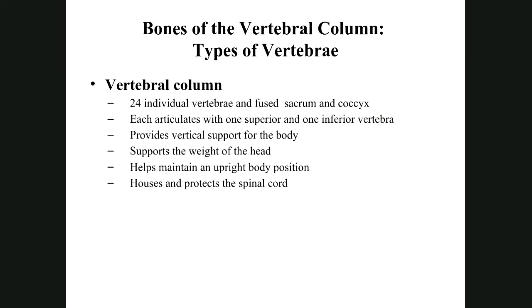All right, so let's talk about the spine, the vertebral column. A couple things that you want to know. First of all, it's made up of 24 individual vertebrae, okay? And you've got a fused structure at the bottom, the sacrum and the coccyx.